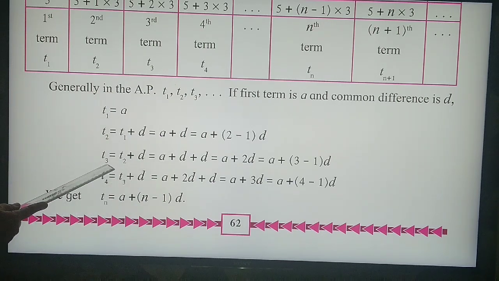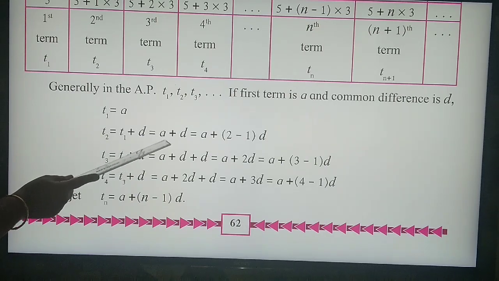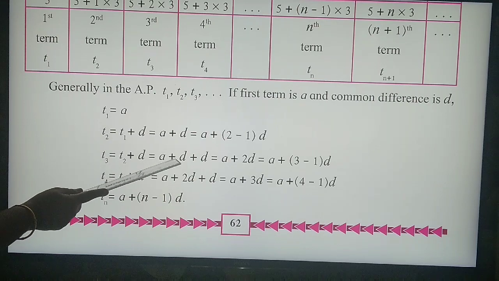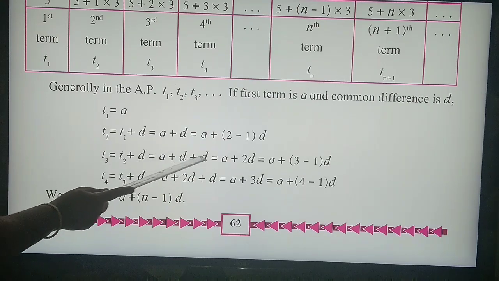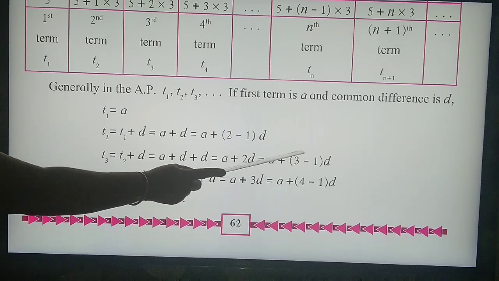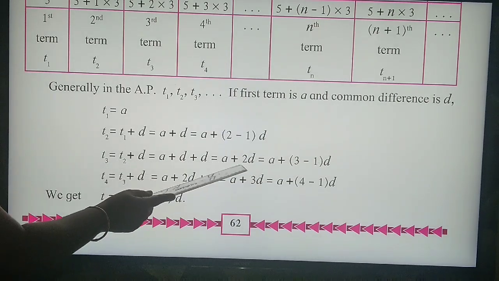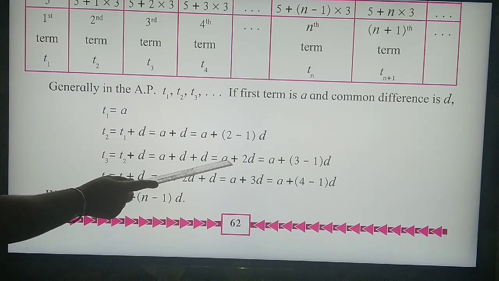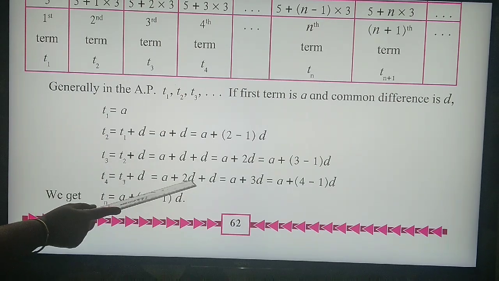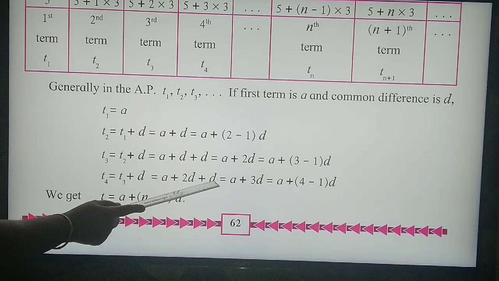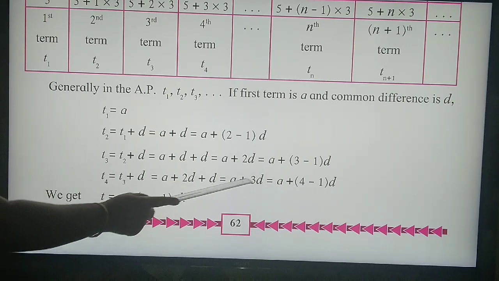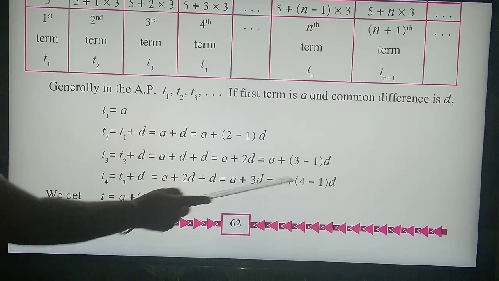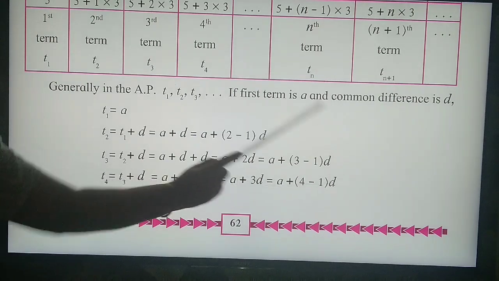Now T3. How to find T3? T2 plus D. What is T2? T2 is A plus D. So we write A plus D, and add the common difference D. D plus D is 2D. So A plus 3 minus 1 D. Now T4 is T3 plus D. What is T3? T3 is A plus 2D. Add the common difference D, 2D plus D is 3D. So A plus 3D, and how to find 3? That is A plus 4 minus 1 D.